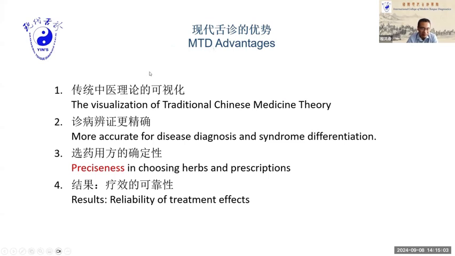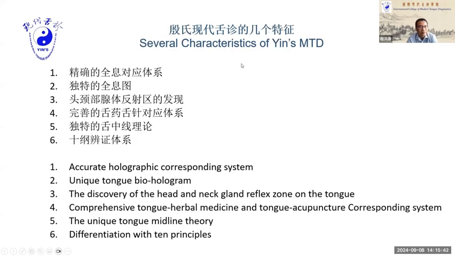The MTD advantages include the visualization of traditional Chinese medicine theory, and the modern tongue diagnosis is more accurate for disease diagnosis and syndrome differentiation. For this, I will give more examples and case studies to explain it. Also, there is preciseness in choosing herbals and prescriptions. And of course, the result is reliable.